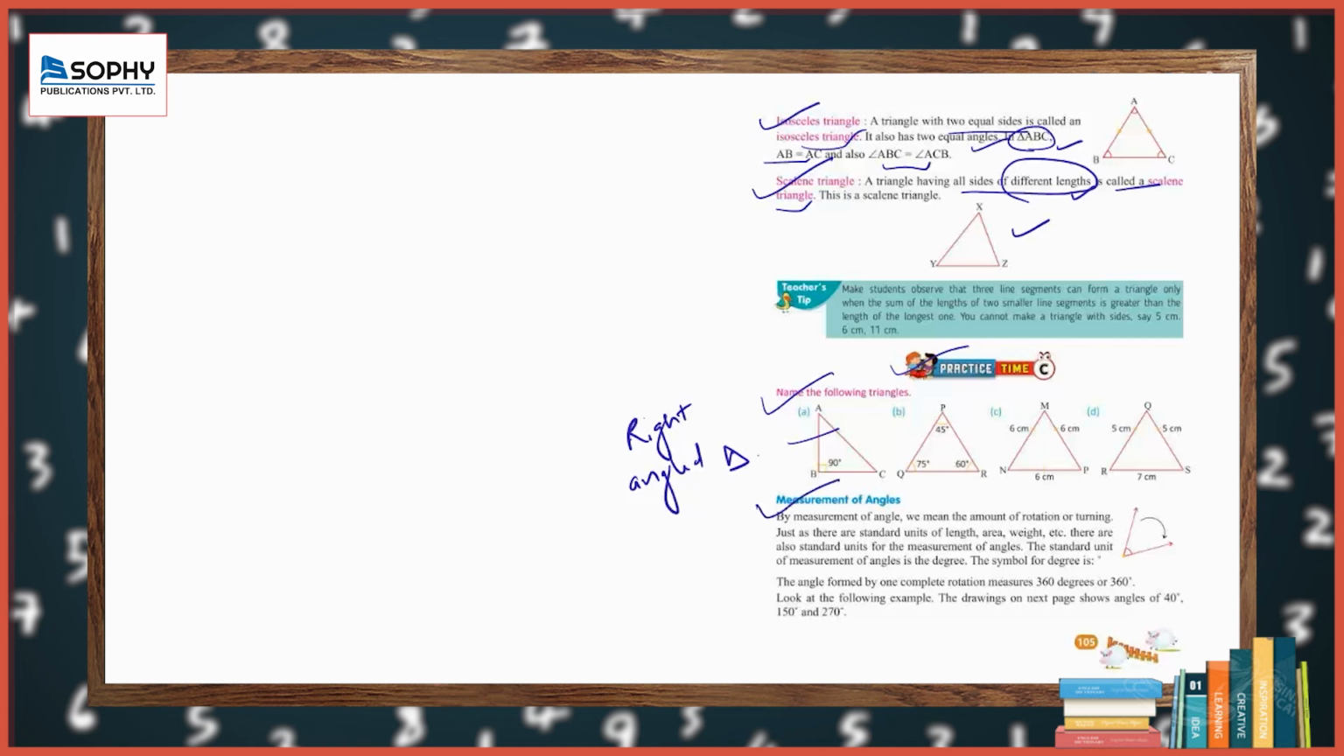Now let's look at the measurement of angles. By measurement of angle, we mean the amount of rotation or turning. Just as there are standard units of length, area, weight, etc., there are also standard units of measurement of angles. The standard unit of measurement of angles is a degree. This is the symbol of degree, students. The angle formed by one complete rotation measures 360 degrees. Look at the following example. The drawings on the next page show angles of 40 degrees, 150 degrees and 270 degrees.